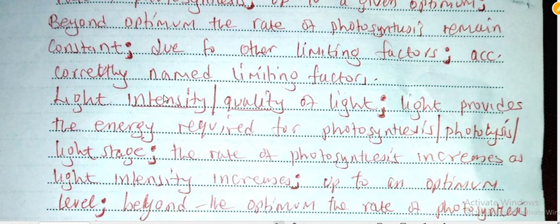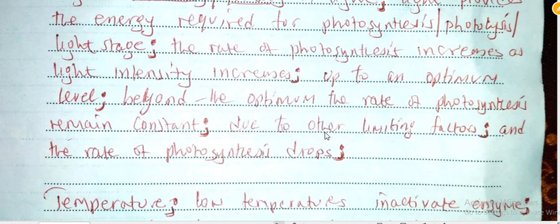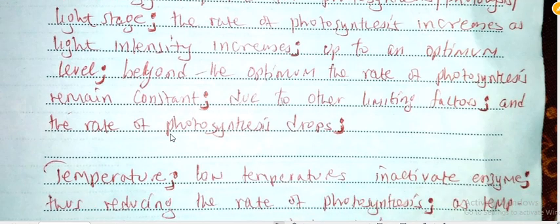The next factor, we have light intensity or quality of light. Light provides the energy required for photosynthesis or photolysis of the light stage, and the rate of photosynthesis increases as light intensity increases up to an optimum level, and beyond the optimum level, the rate of photosynthesis remains constant, and that is due to other limiting factors, and the rate of photosynthesis drops.